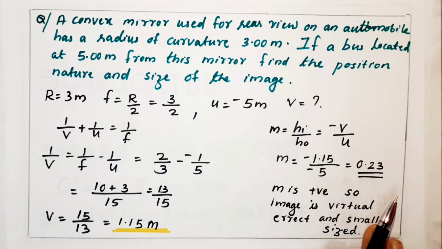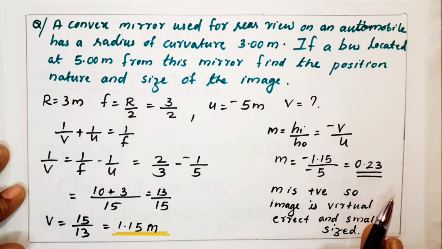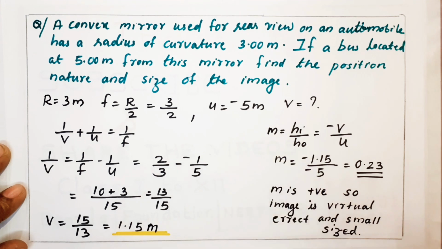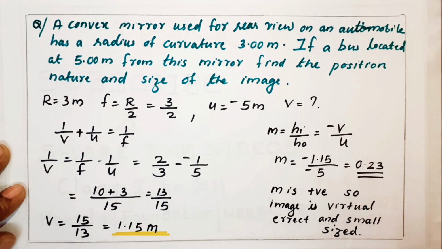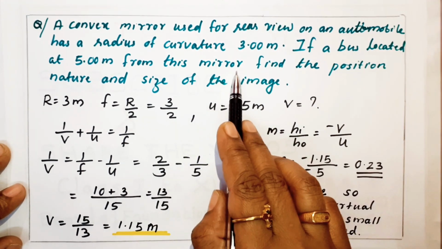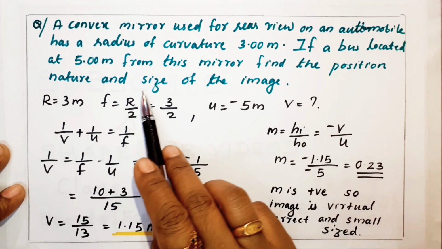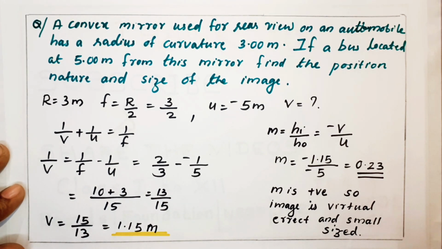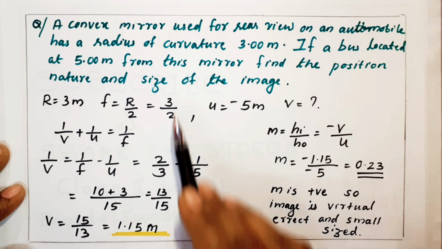Next question. A convex mirror is used for rear view on an automobile, of radius of curvature 3 meter. So in this question, remember they gave the radius of curvature, R. If a bus is located 5 meter from this mirror, find the position, nature and size of the image. So R they gave as 3 meter. Therefore what is F? F is equal to R by 2, so F is equal to 3 by 2.